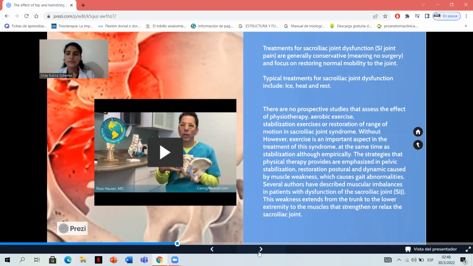There are no prospective studies that assess the effect of physiotherapy, aerobic exercise, stabilization exercise, or restoration of range of motion in sacroiliac joint syndrome. However, exercise is an important aspect in the treatment of this syndrome, at the same time as stabilization, although empirical.